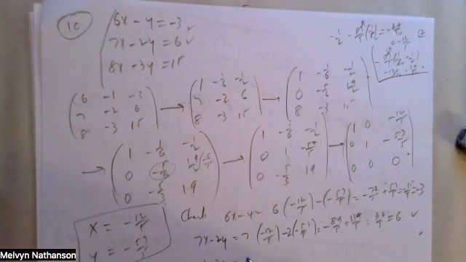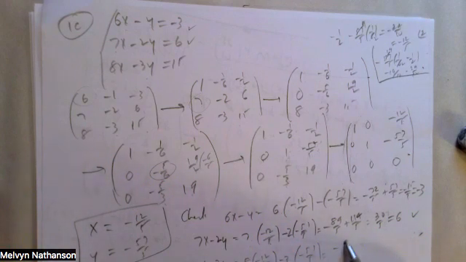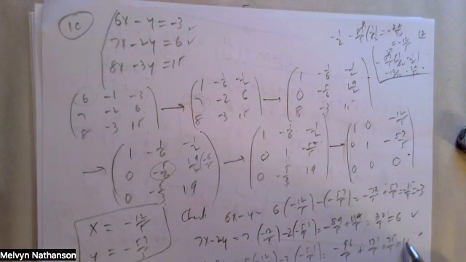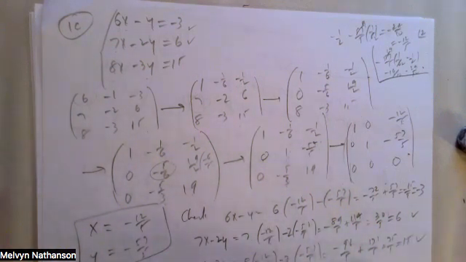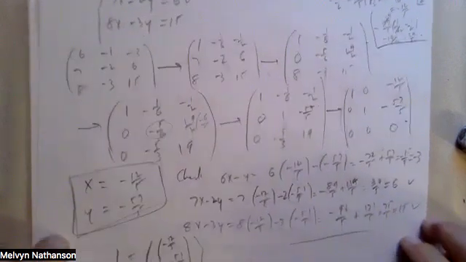So let me just check the last one. 8x minus 3y is 8 times minus 12 over 5 minus 3 times minus 57 over 5. So this is minus 96 over 5 plus 171 over 5. 171 minus 96 is 75 over 5, which is 15. So this checks, and the solution space is just a single point. One vector: minus 12 over 5, minus 57 over 5. That's what it is.